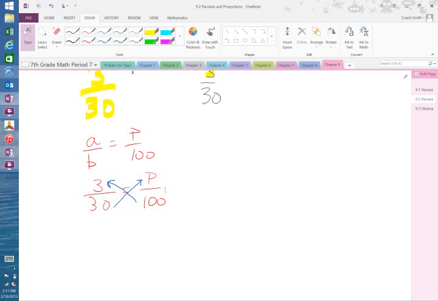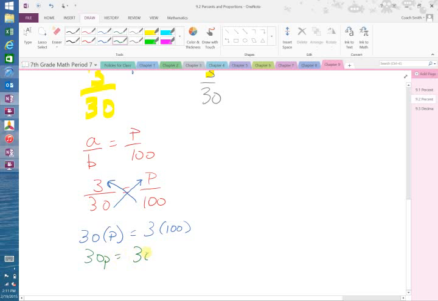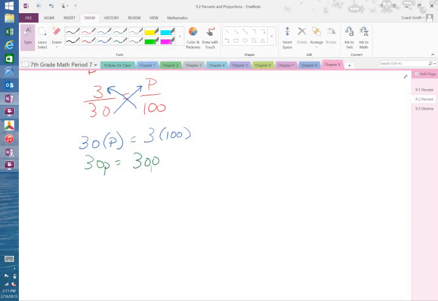So that gives me 30 times P is equal to 3 times 100. So that gives me 30P equal 300. So how do I solve that, Jesse? 30P over 30 equals 300 divided by 30. Yes. We divide both sides by 30. The 30 on the left side cancels out because 30 goes into 30 one time. 1 times P is just P. So that's why we have a P left.